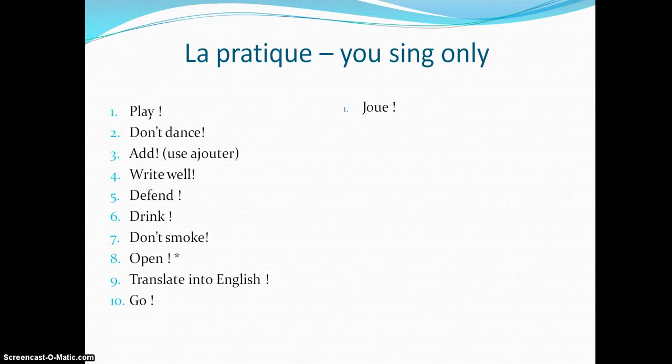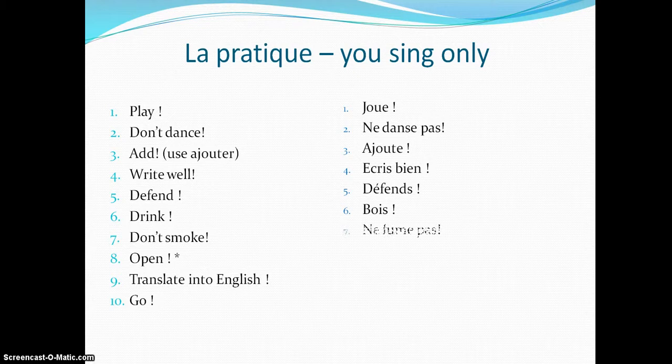Okay, so the first one, joue. Ne danse pas. Remember, these are ER verbs. Ajoute. Écrire. Take the U form. Écris bien. Défends, the U form. Boire, again the U form. Bois. Fumer, ER form, so he, she, it. Ne fume pas. Ouvrir, this is ouvre, so it's the U form.